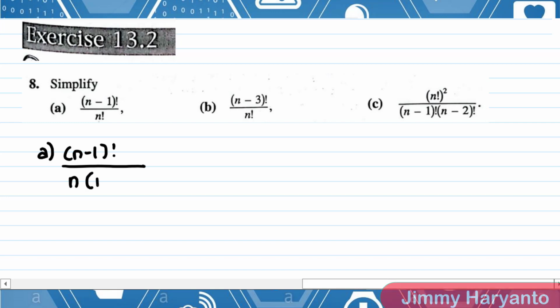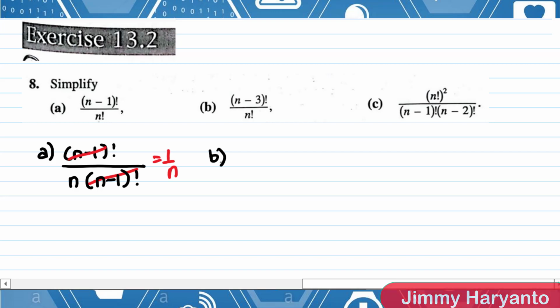N factorial will be n times n minus 1, and then combine them again. Yeah, n minus 1, n minus 2, n minus 3, and so on. We can combine them into n minus 1 factorial. So the result will be 1 over n for A.